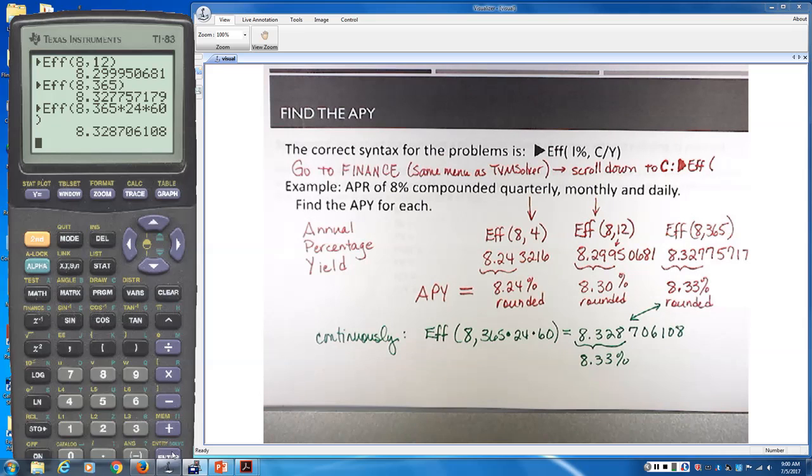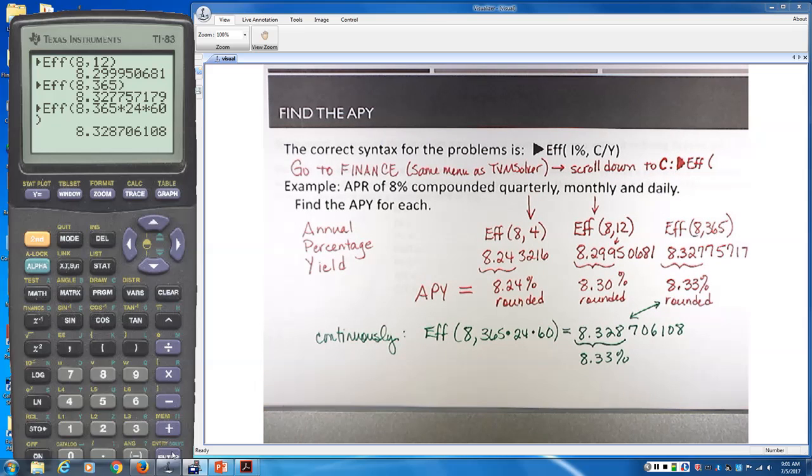But if you look and you've rounded it off, it's not going to be appreciably different from compounding daily. Okay? Any questions?